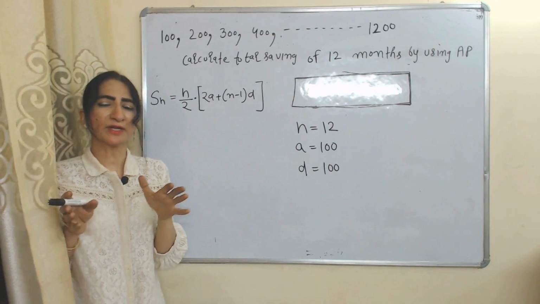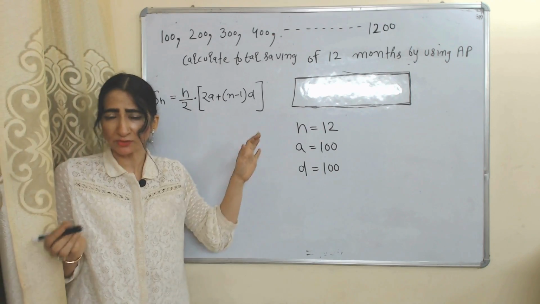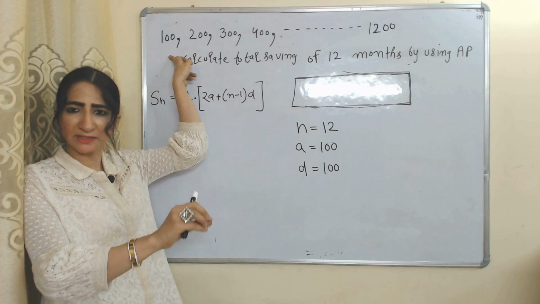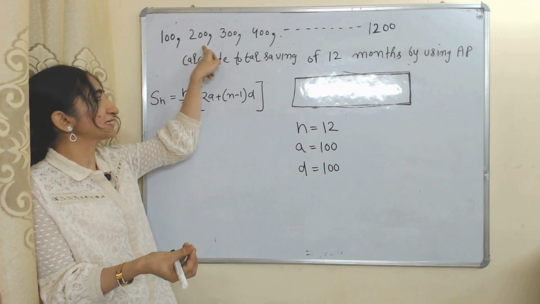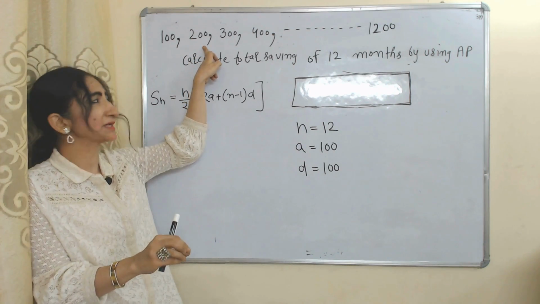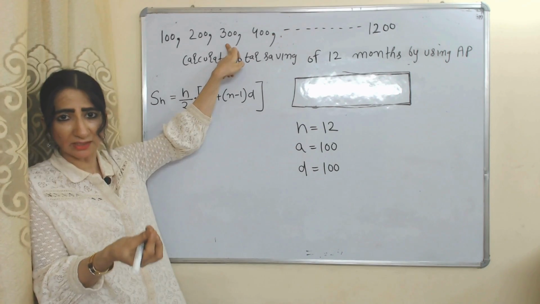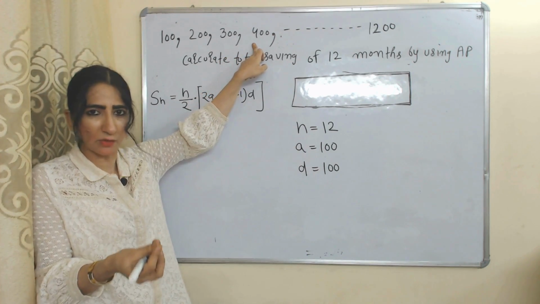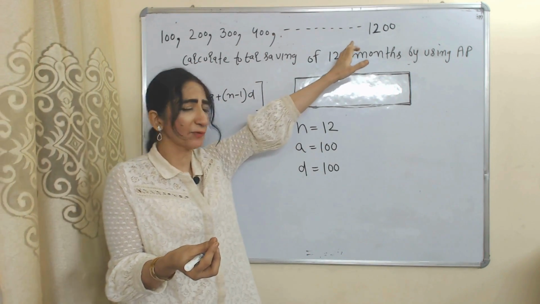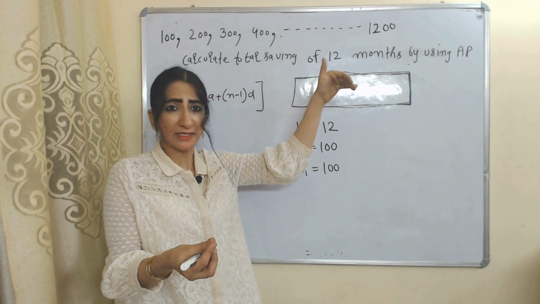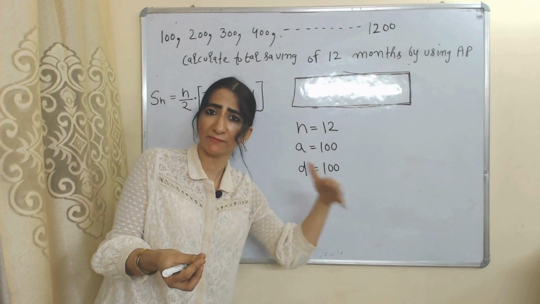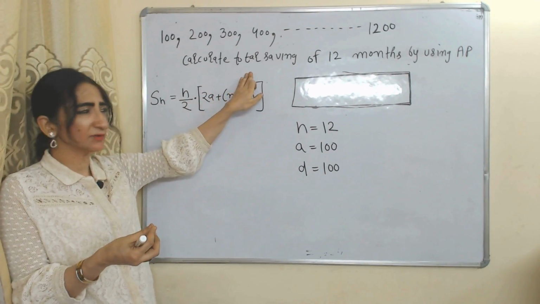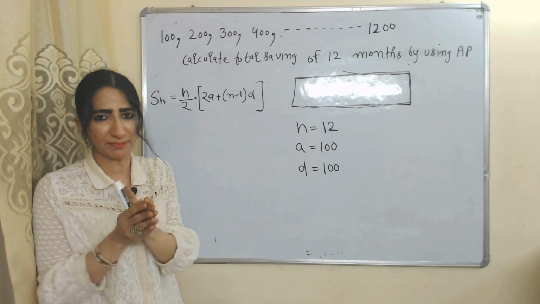Now we will solve a very simple problem of economics by using the AP formula. Suppose a person saves 100 rupees in the first month. In the second month he saved 200 rupees. Third month he saved 300 rupees. Fourth month he saved 400 rupees. Similarly, he saved for 12 months, increasing by 100 rupees every month. So we have to calculate the total saving of 12 months by using the AP formula.